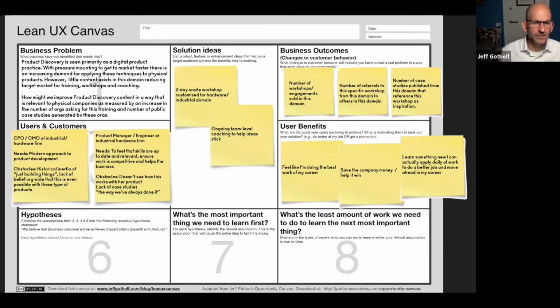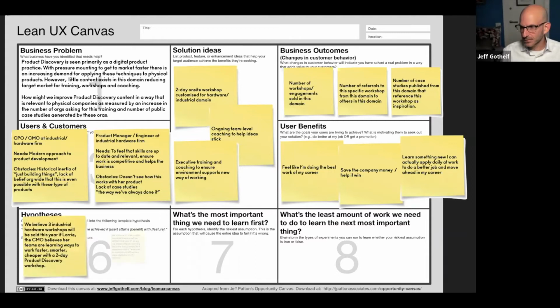Lots of ways to do that, right? Just 3 ways that I thought of here. I could customize an on-site workshop for hardware and industrial domains. I could provide coaching, right? To help these ideas stick in these domains. And I could work on executive training and coaching to ensure that the environment in these industrial companies supports these new ways of working and approaching this. Right? These are just some ideas. Are they good ideas? Are they bad ideas? I don't know. But then we start to put together the bottom third, right?